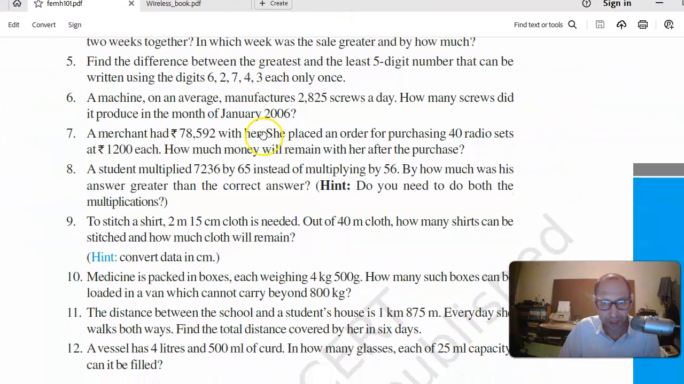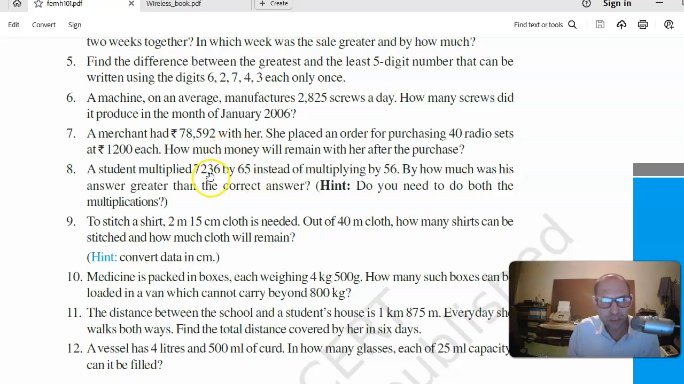The next question that we have is, a student multiplied this number, 7,236, by 65 instead of multiplying by 56. Let's call the student a she. She multiplied 7,236 by 65 instead of 56, meaning she was supposed to multiply this number by 56, but by mistake she multiplied by 65, right? By how much was this answer greater than the correct answer?